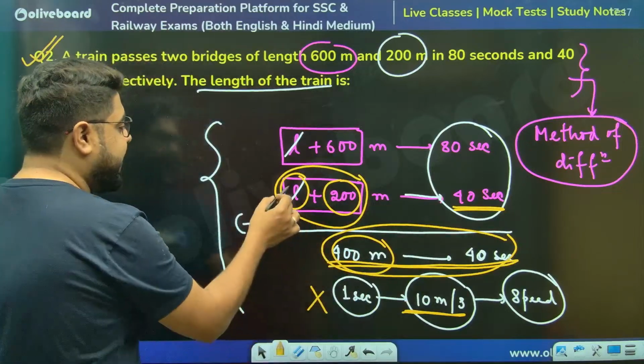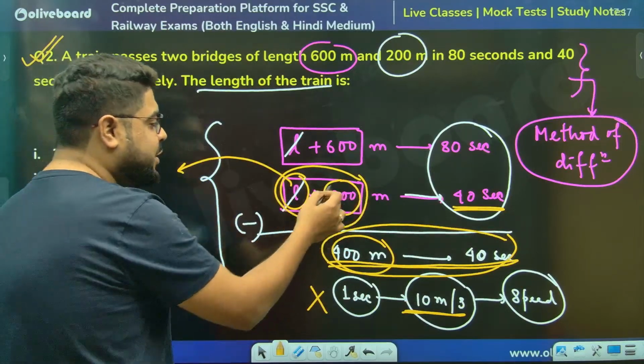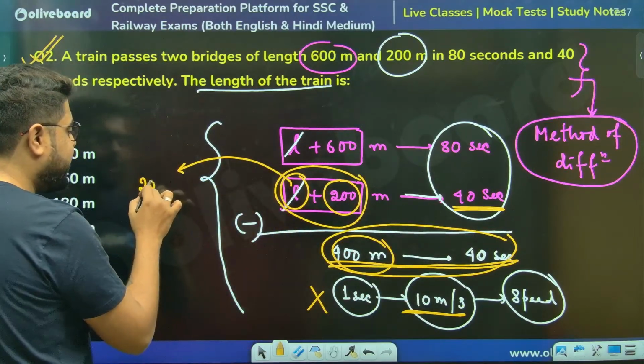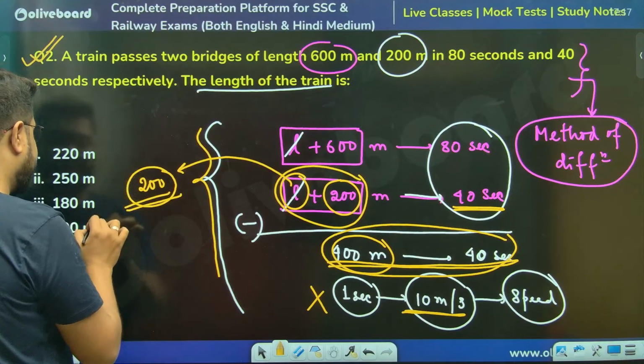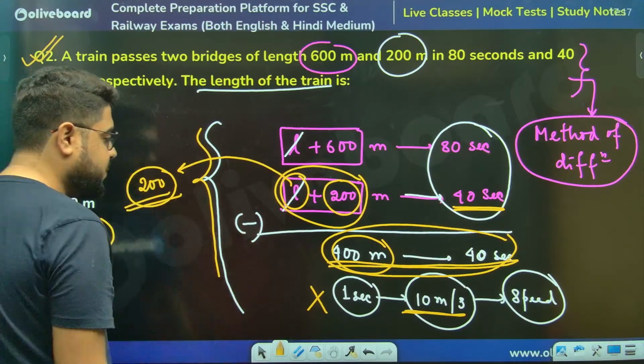So what will be the value of this L? L has to be 200, because 200 plus 200 gives you 400. So its own length has to be 200 meters, option 4.